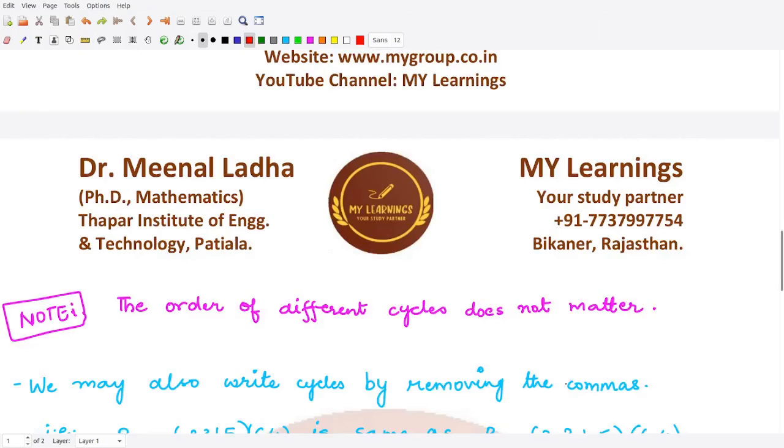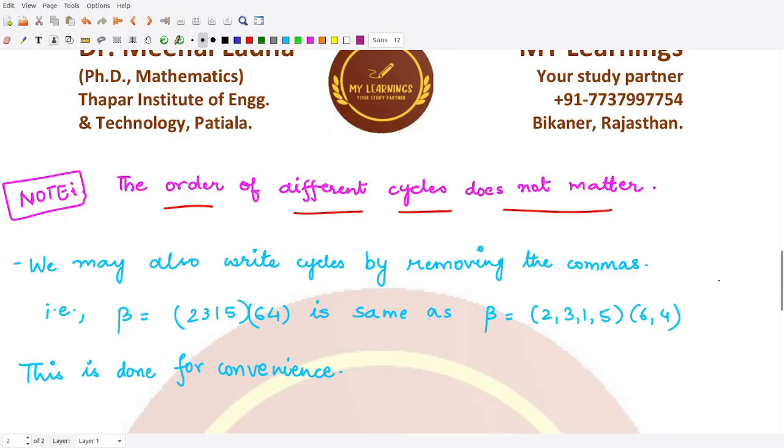Next, the order of different cycles does not matter in this case. To simplify the notation further, we can also remove the commas. For example, the cycle 2, 3, 1, 5 could now be written as 2 3 1 5, representing the same thing, and the cycle 6, 4 could now be written as 6 4. So commas also don't matter, and this saves us a lot of work when we have to do multiple calculations. This is also one thing to note.